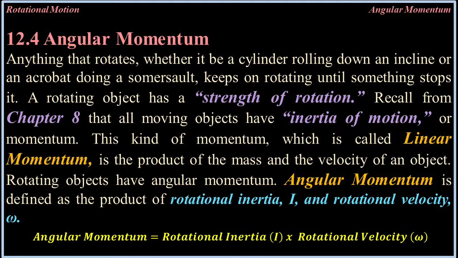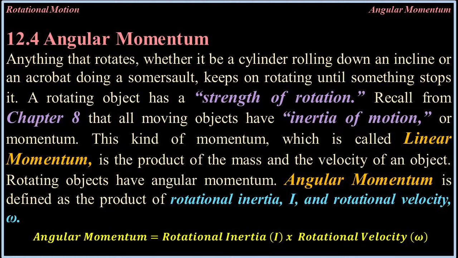12.4 Angular momentum. Anything that rotates, whether it be a cylinder rolling down an incline or an acrobat doing a somersault, keeps on rotating until something stops it. A rotating object has a strength of rotation. Recall from Chapter 8 that all moving objects have inertia of motion, or momentum. This kind of momentum, which is called linear momentum, is the product of the mass and the velocity of an object. Rotating objects have angular momentum.